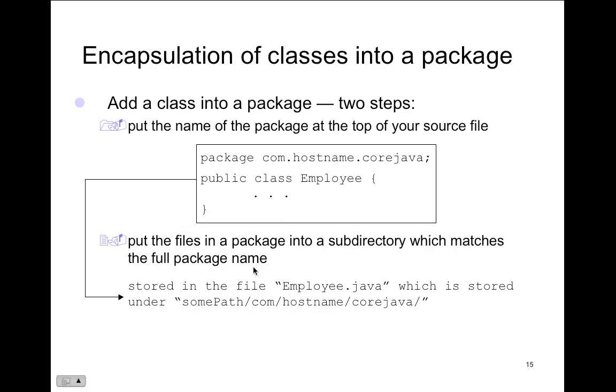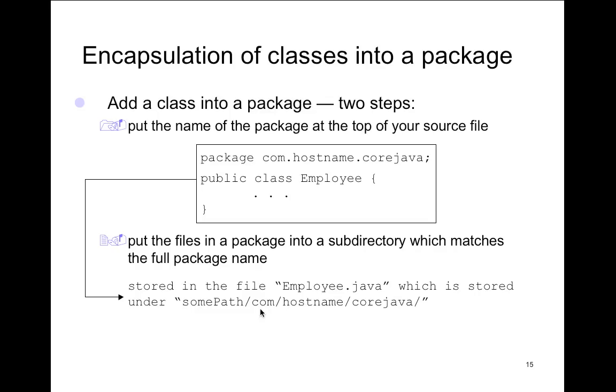Or you can put the files in a package into a subdirectory which matches the full package name. And then you don't actually have to include it. This is how your core Java files are. Everything is by package. When you include it, you actually have a util inside of the structure where all of the files that are associated with that package are stored. So you don't have to resolve it per file.